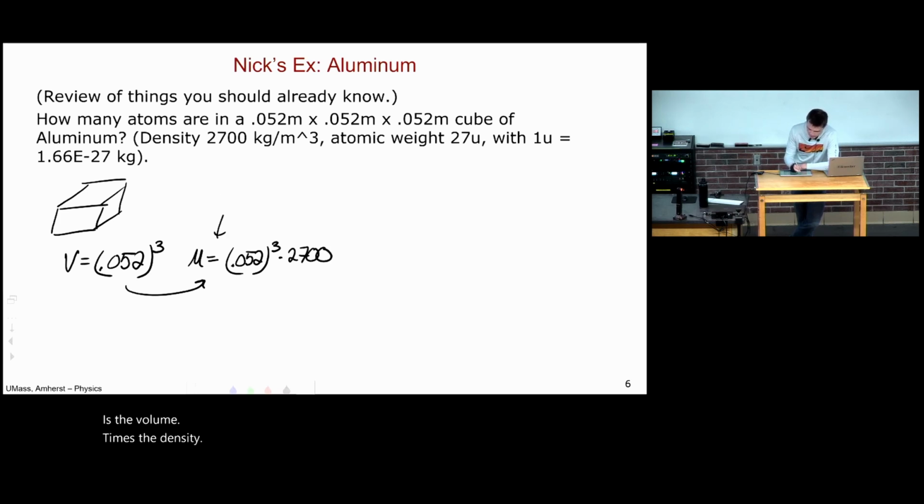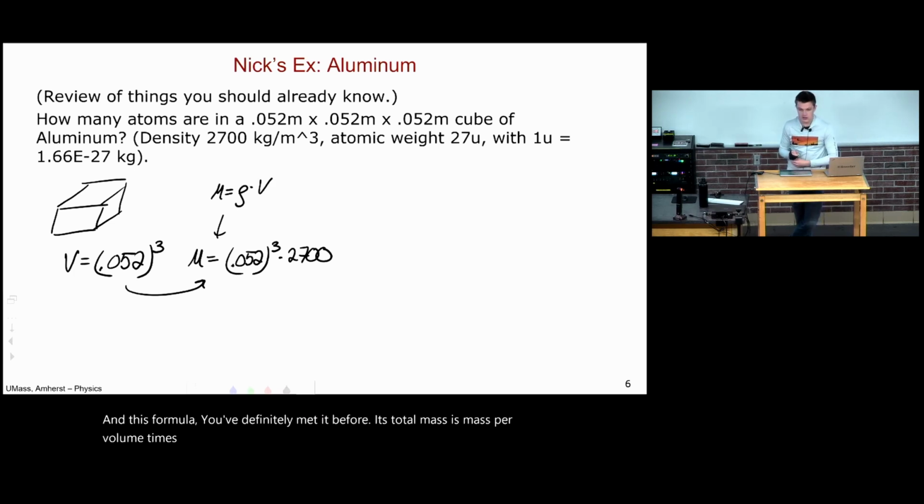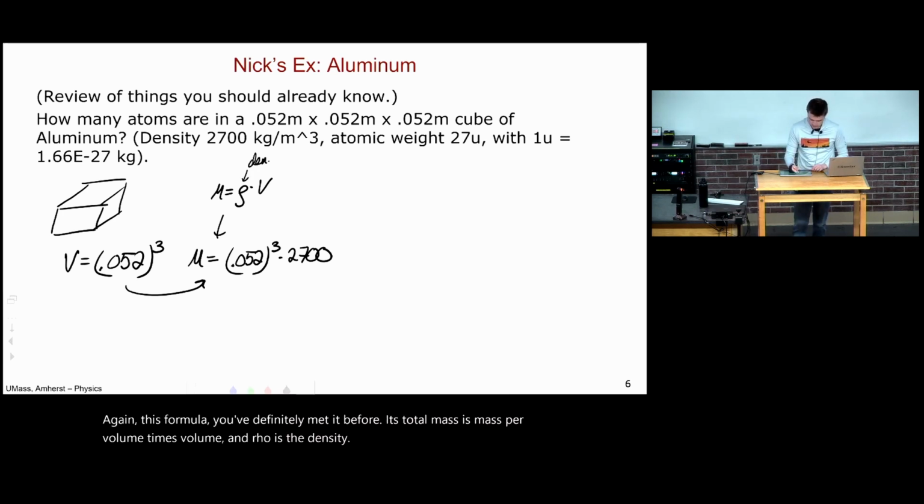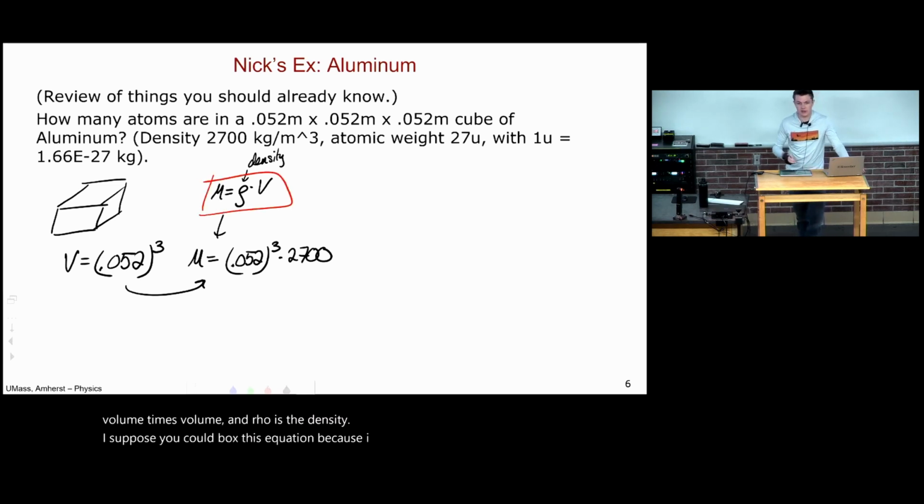Again, this formula, you've definitely met it before. It's total mass is mass per volume times volume, and rho is the density. I suppose you could box this equation because I didn't write it on the other slides, but again, I think it's intuitively clear from Physics 1.